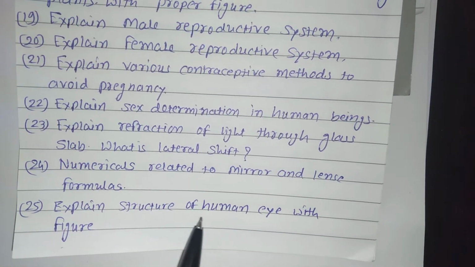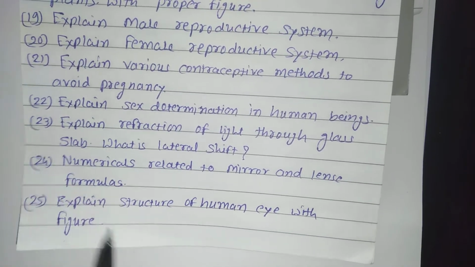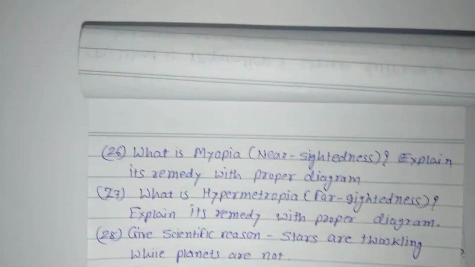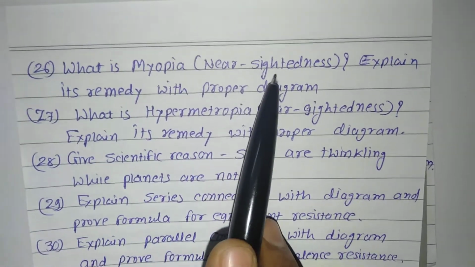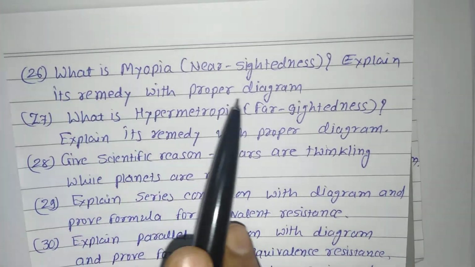25. Explain structure of human eye with figure. You have to draw the structure of human eye, and you have to explain its different parts. Question number 26. What is myopia? Myopia is also known as nearsightedness. So you have to explain what is nearsightedness and explain its remedy with proper diagram.